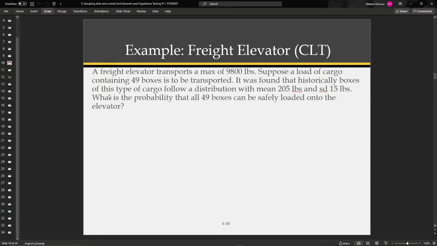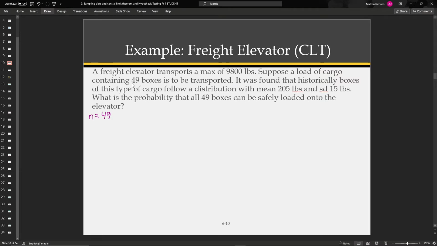Okay, so the first thing I want to focus on is how do we know this is a central limit theorem question? Because remember, you're going to get this buried in a midterm or an exam, and some of them might be non-CLT questions and some of them will be. A lot of students like to just look and say, oh, they said 49 boxes, and whenever there's an n value in the question, it's always central limit theorem. Wrong. That's not the case.